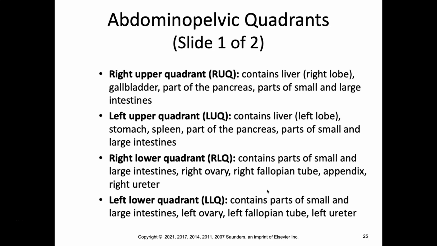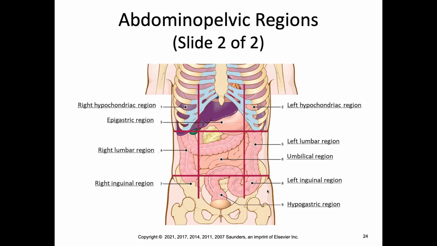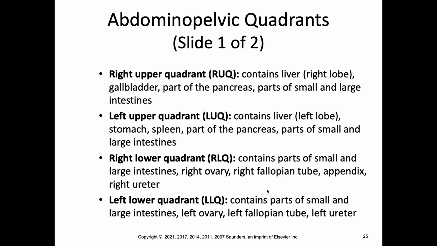Now we're going to move on to quadrants. Sorry about that. This was regions, and there's 9 of those. Now we're going to shift to quadrants, and there's only 4 quadrants. There's right upper quadrant, left upper quadrant, right lower quadrant, and left lower quadrant. This slide goes through what's in each quadrant.